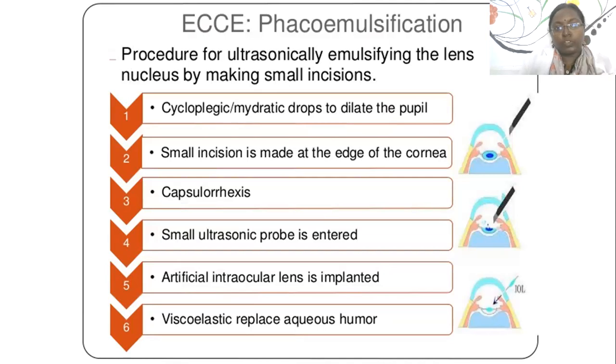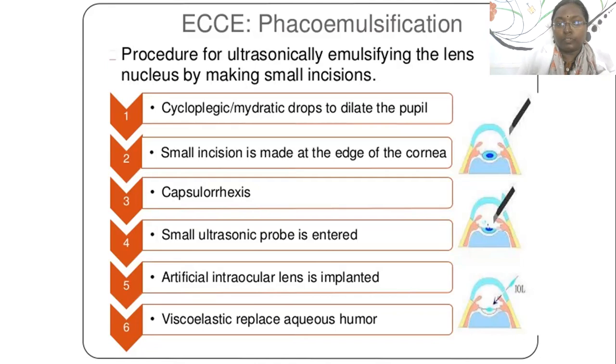Let us see the steps of cataract surgery. Initially, the patient is given cycloplegics and mydriatic drugs to dilate the pupil, and a small incision is made. Then a capsular excision is made to expose the lens. Hydrodissection is done to separate the nucleus and the epinucleus, and the nucleus and the cortex.